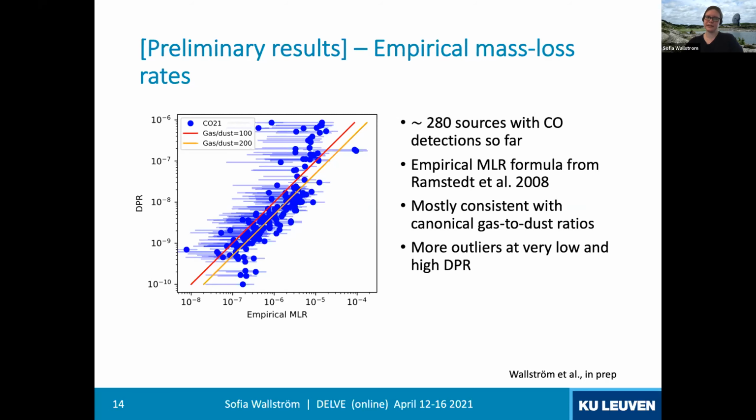So comparing that to the dust production rate, we get an idea of the gas to dust ratios, and they are largely consistent with the canonical values of 100 and 200 so far. There are more outliers at very low and very high dust production rates, which is again not surprising. And the next step is to model all of these sources, all of the CO data, to get more accurate estimates of the mass loss rate.